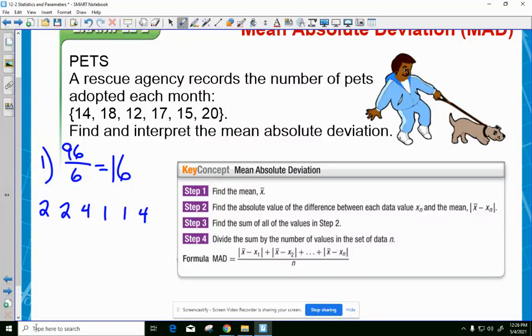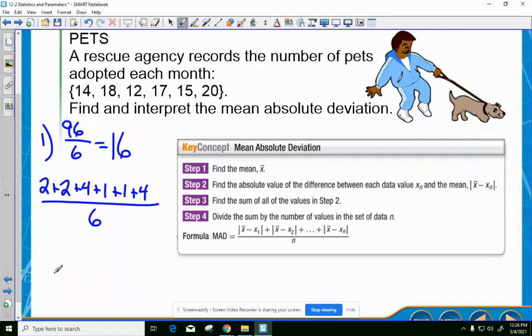What I'm going to do here is find the sum of these. So that means I'm going to add them all up, and I'm going to divide by the total. So in this case, I'm going to divide by 6. So add up 2, 2, 4, 1, 1, and 4 for a grand total of 14. So 14 divided by 6 is 2.3 repeated. Okay.